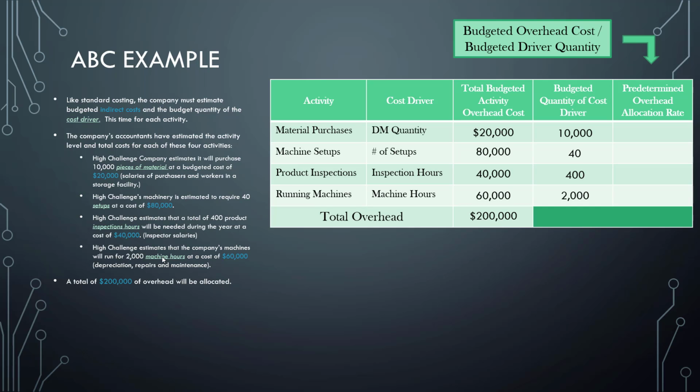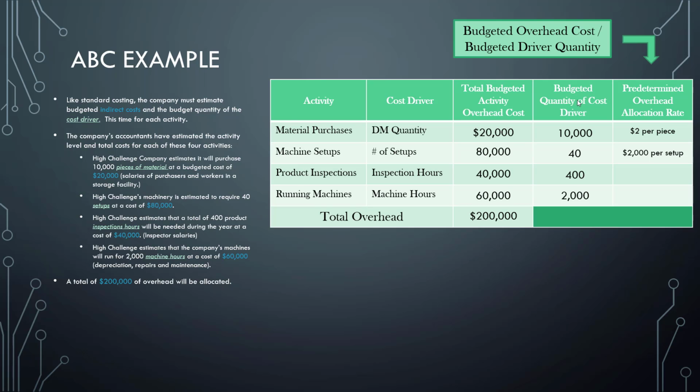Well, now all we need to do to come up with a predetermined overhead allocation rate for each activity is divide the budgeted cost of that activity by the budgeted quantity of the driver. We have to spread $20,000 out amongst the purchase of 10,000 units of material. That means that our allocation rate should be $2 per piece purchased. For setups, if we have to spread $80,000 out amongst 40 setups, that means that each time a product requires us to do a machine setup, we should be allocating $2,000 of indirect costs to that product's total cost.